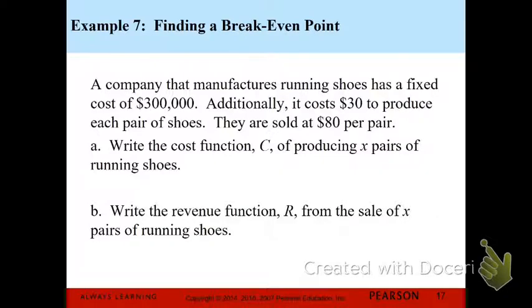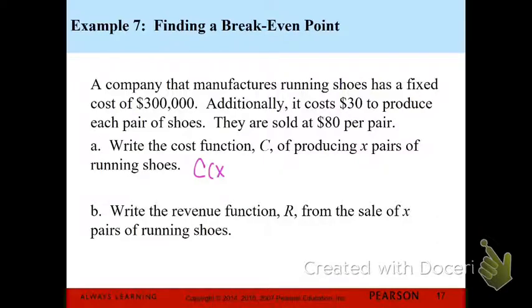Profit is zero, yes. All right, so a company that manufactures running shoes has a fixed cost of $300,000. Additionally, it costs $30 to produce each pair of shoes. They are sold at $80 per pair. Write the cost function C of producing X pairs of running shoes.